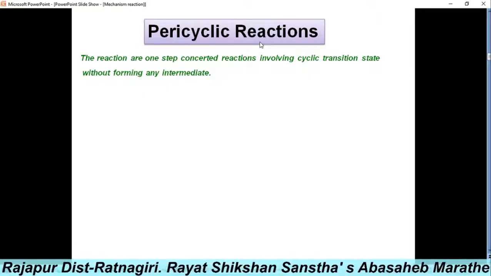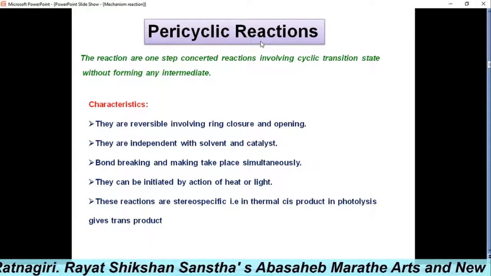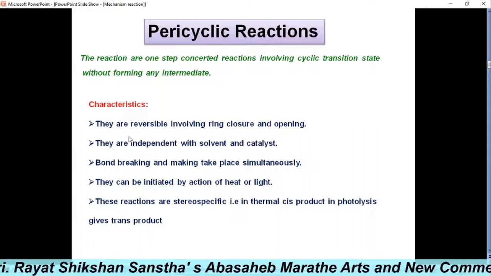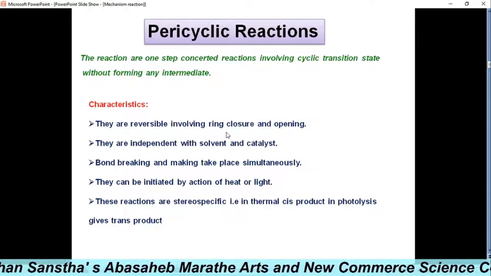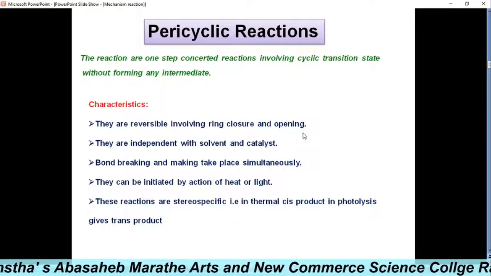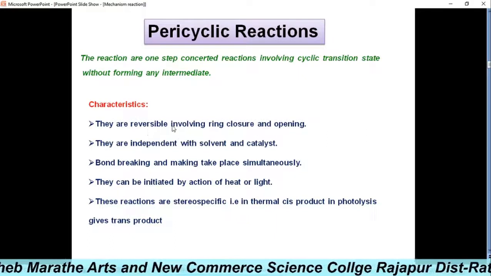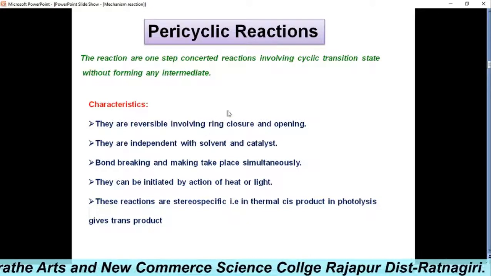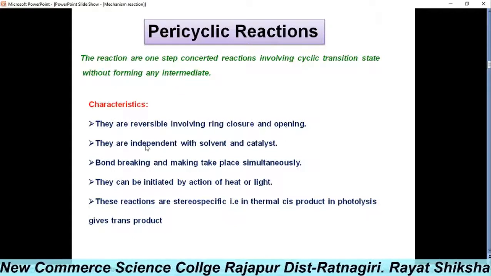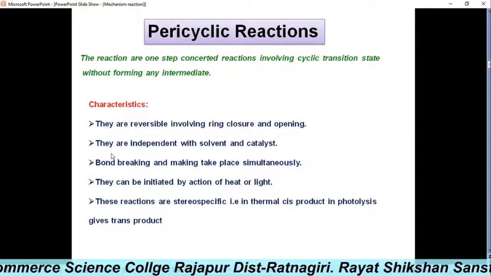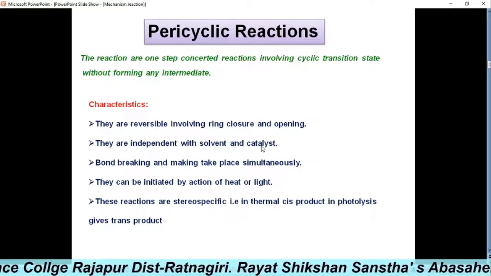Now we are going to discuss the characteristics of these pericyclic reactions. The first characteristic is that they are reversible, involving ring closure and ring opening types of reaction. This means that in this reaction ring closing can be done as well as ring opening. The second characteristic is that they are independent of solvent and catalyst.